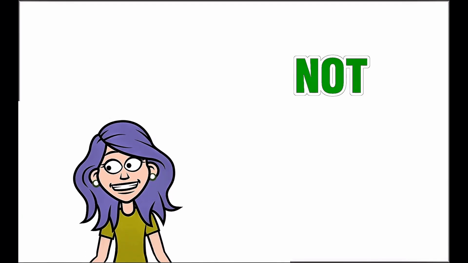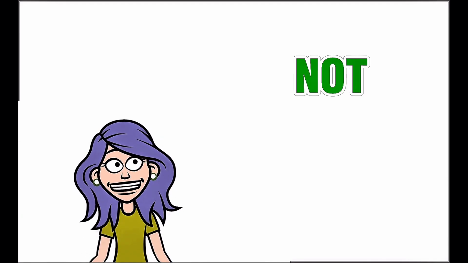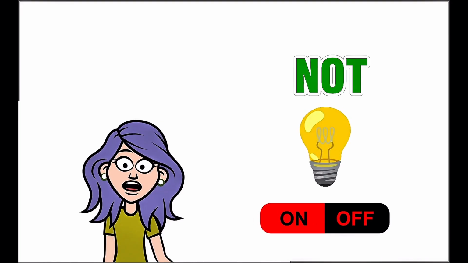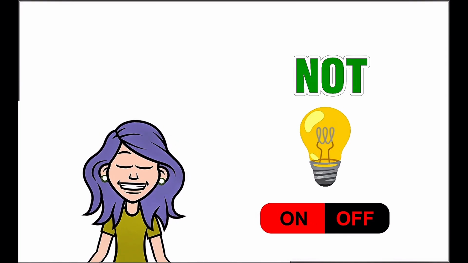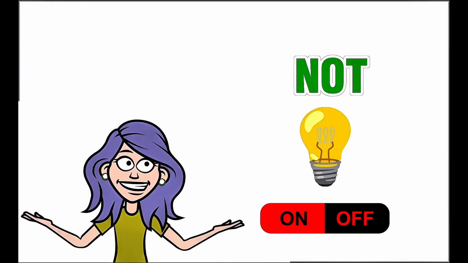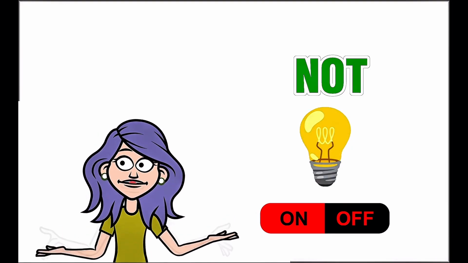And third, not. This is the opposite operator. Animation of a light switch. If the input is on, 1, the output becomes off, 0. If the input is off, 0, it becomes on, 1.